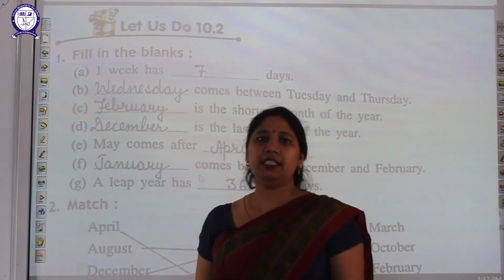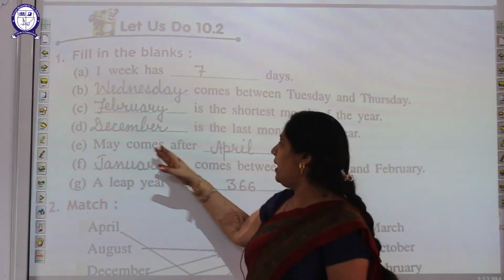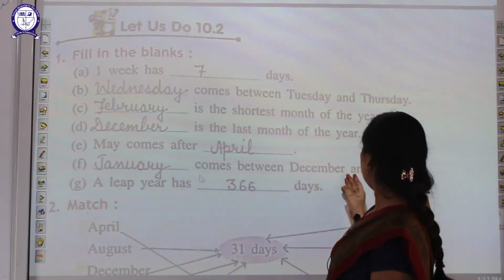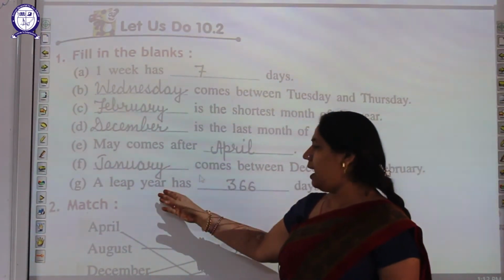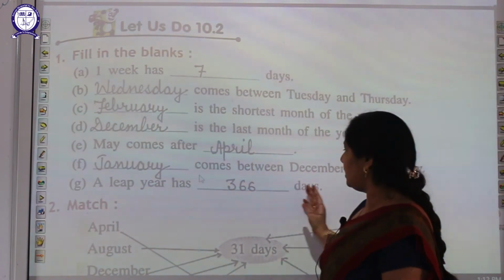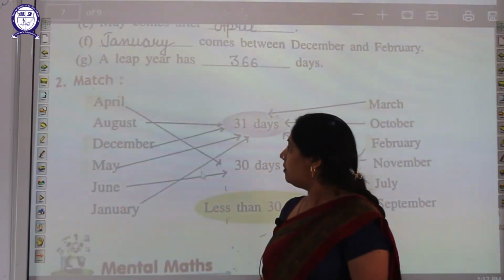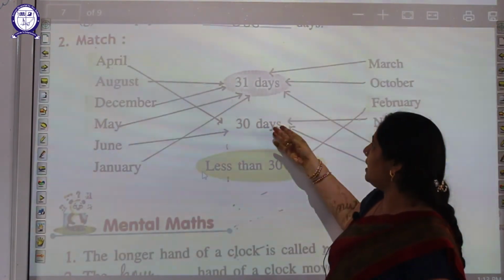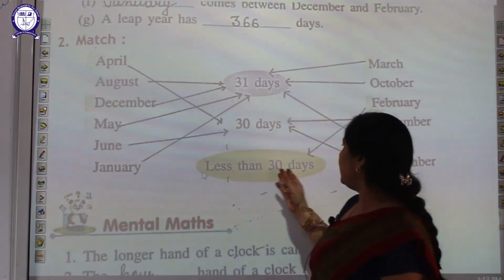the smallest number of days in a year. May comes after April. January comes between December and February. A leap year has 366 days. Match it with the 31 days and the 30 days, or less than 30.